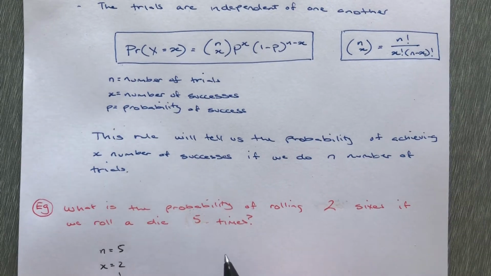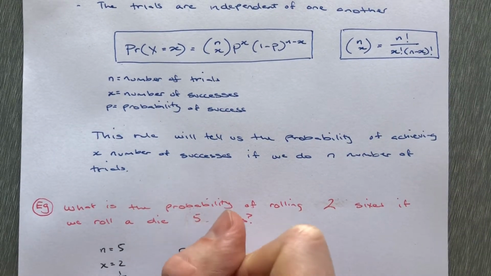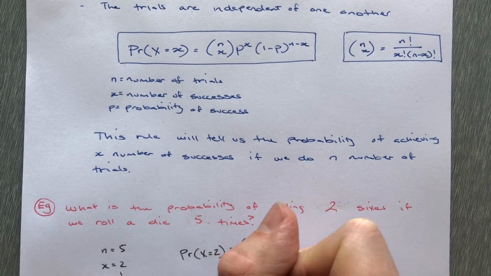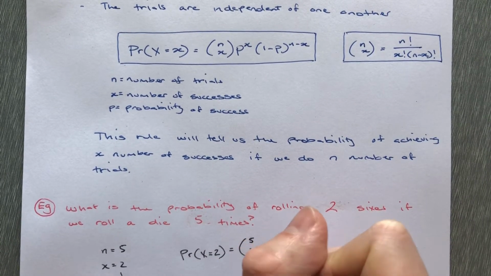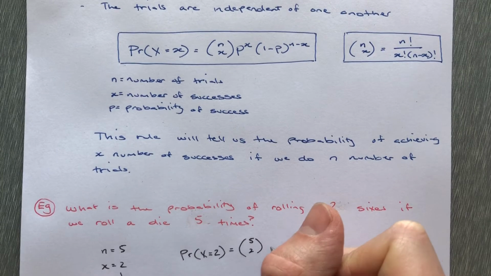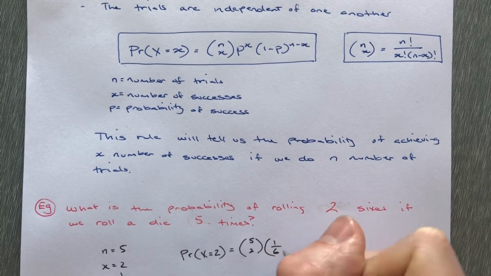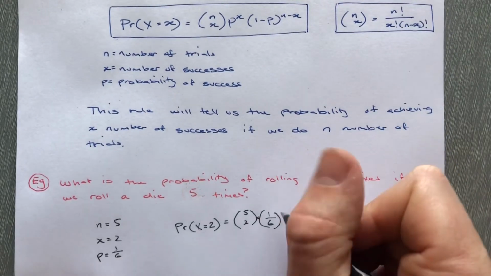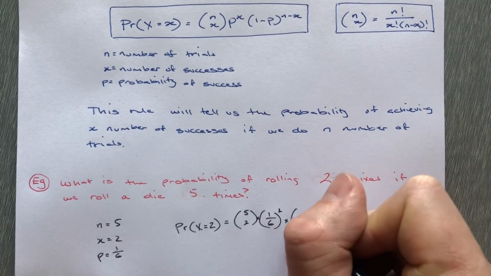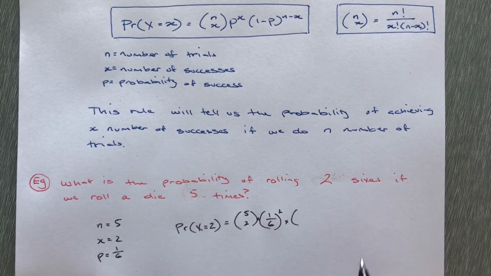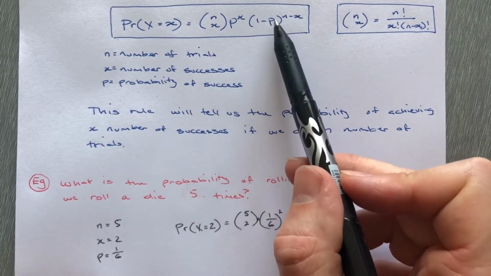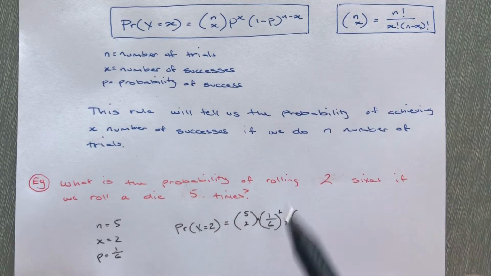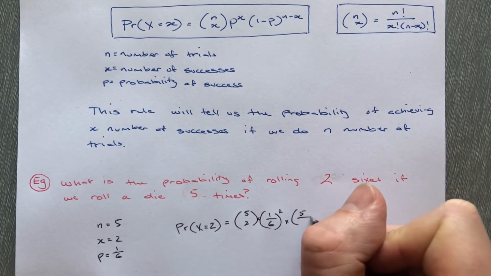So I'm going to write that into my formula here. The probability of 2 6s, 5 trials, 2 successes. P is the probability of success, which is 1/6. And we're having 2 successes, so that's the power of 2. And this next part here is the number of failures. So 1 minus the probability of failure. So 1 minus P would give us the probability of failure, which is 5/6.